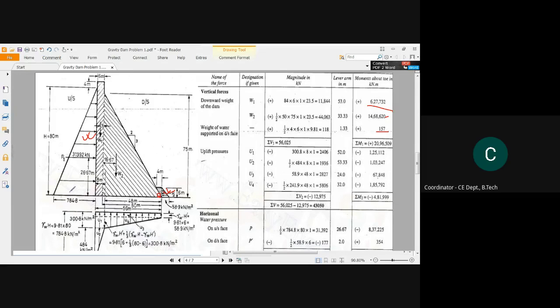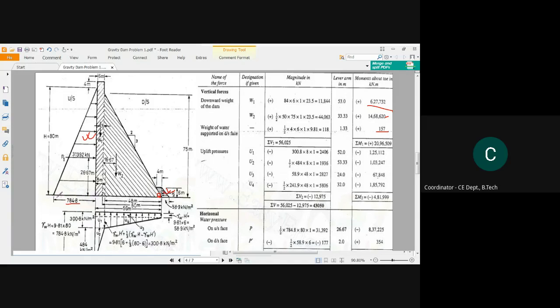So that base pressure will be calculated by the unit weight of water times the height. By that we have achieved the value 784.8. How did we get it? It was gamma w into h, which was 9.81, the unit weight of water, into the height 80. So the stress at the bottom is 784.8.